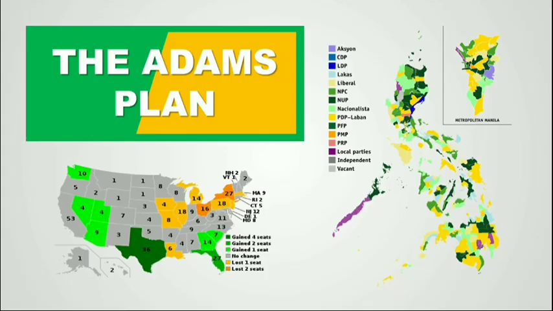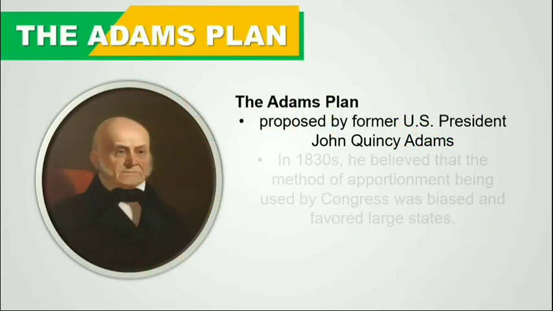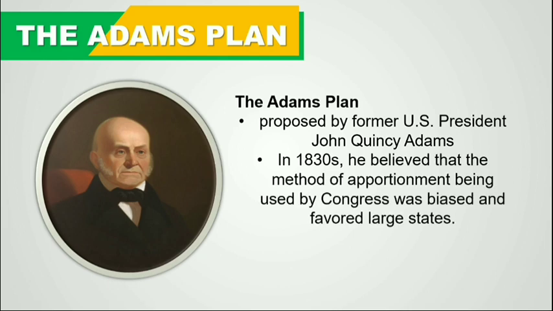Hi guys, in this video, let's tackle the Adams plan of apportionment. Now this apportionment method was proposed by the former US President John Quincy Adams. So in the 1830s, he believed that the method of apportionment being used by the Congress was biased and favored large states only. So that's the reason why he proposed his own method.